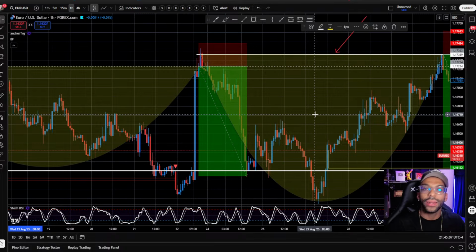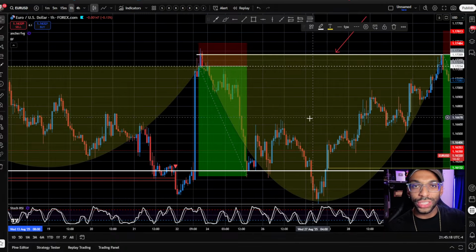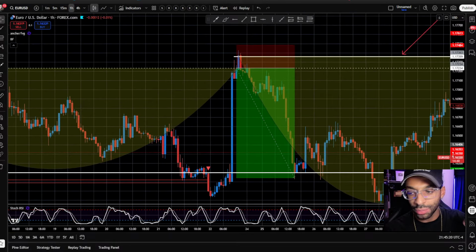So I get notified on my email, with push notifications on the app, as well as on the computer, just to make sure that when that alert goes off, I hear it and I know what's going on. So I've got all three set up. Once you get the alert, what you're going to want to do is come to your chart.